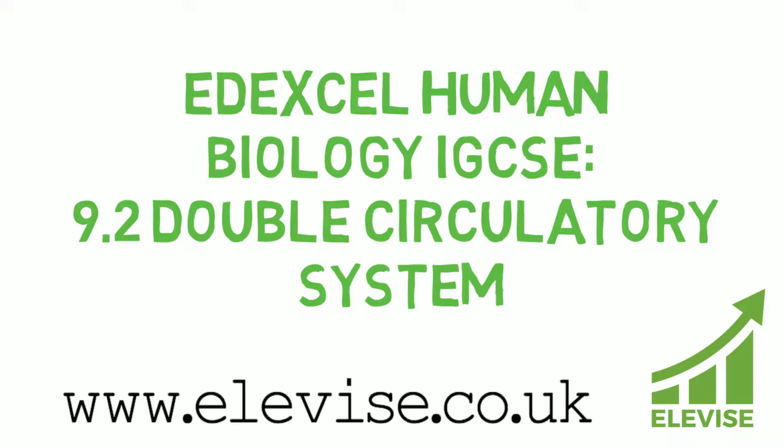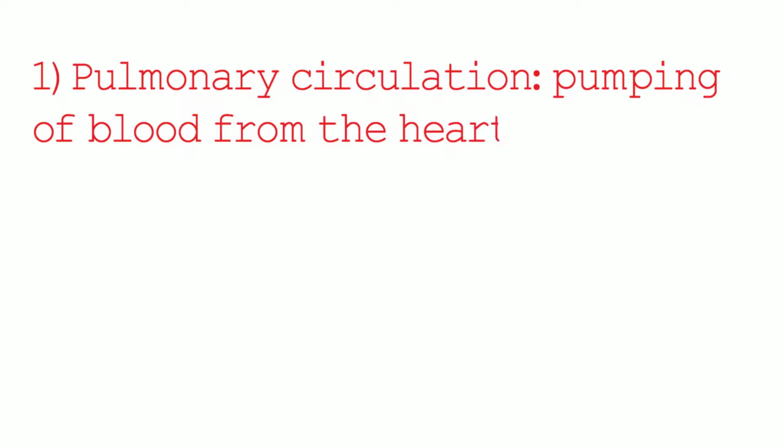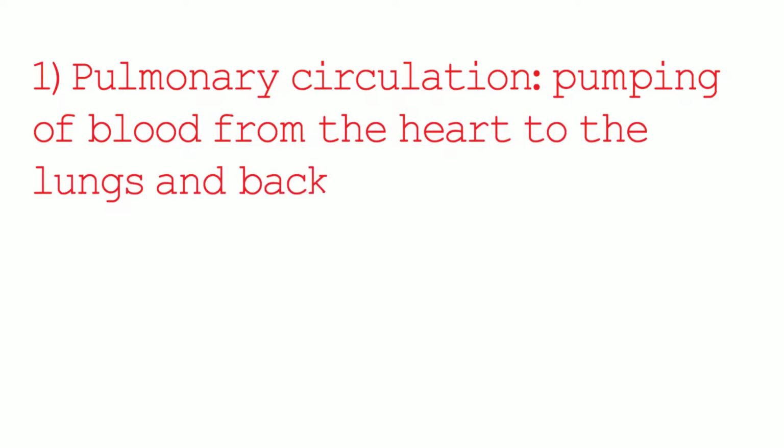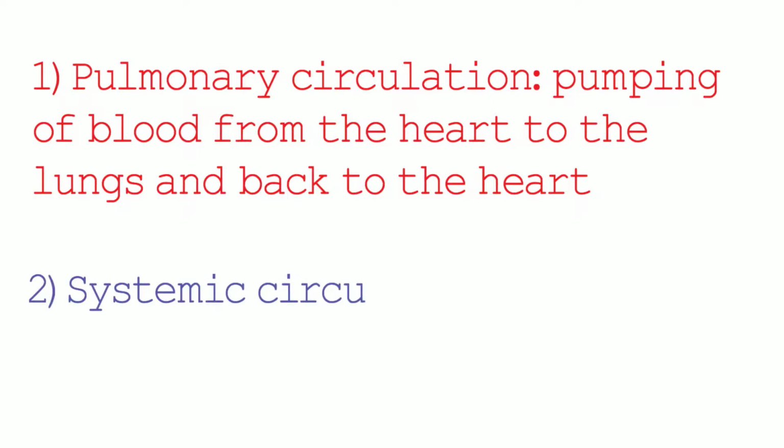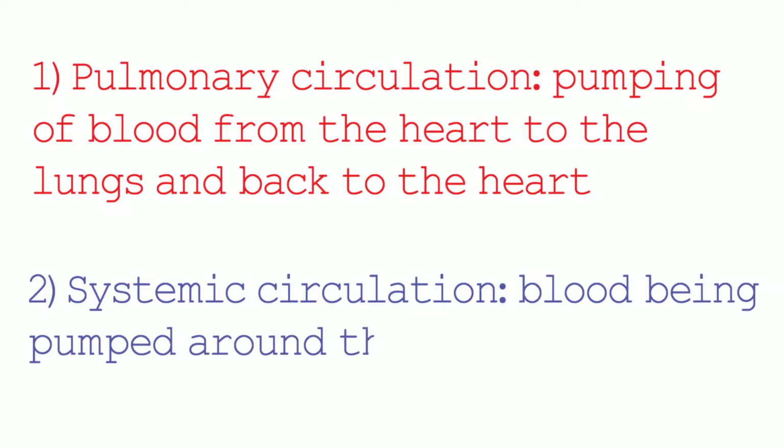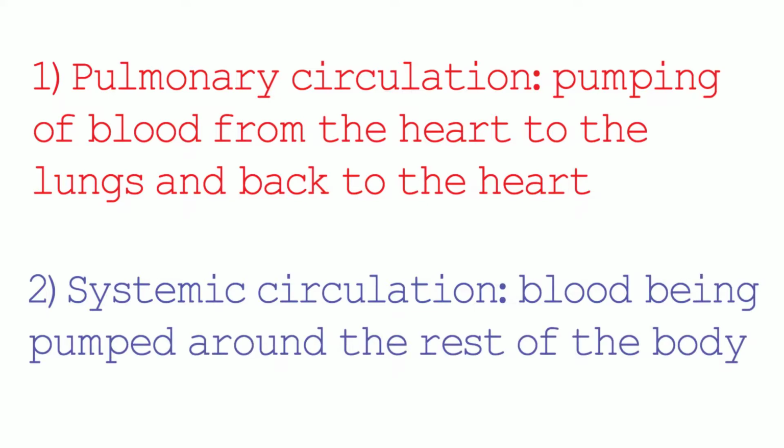Humans and mammals actually have a double circulatory system. This means that there are two circulatory systems in the body. One of the systems is known as the pulmonary system. Blood in this system travels from the heart to the lungs. It then passes through the lungs and then back to the heart. Blood then goes on the second circulatory system, which is the systemic system, and this is where blood travels from the heart around the body and then back to the heart.